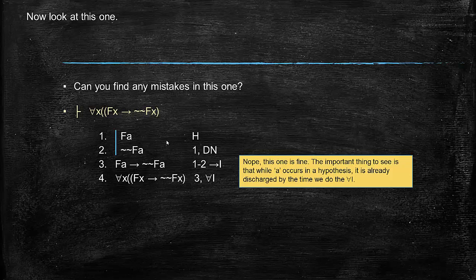So we have hypothesized Fa, and then we have just concluded not Fa by one and double negation, which is perfectly fine. And so we have now shown if Fa, then not Fa. Now, you might have initially thought, well, you can't just introduce the universal quantifier here, but in fact we can. Why is that? Well, because a does occur in a hypothesis, but now the hypothesis has been discharged. It's no longer available for us to use in the proof, so we aren't violating the restriction to not introduce a quantifier on an undischarged hypothesis.